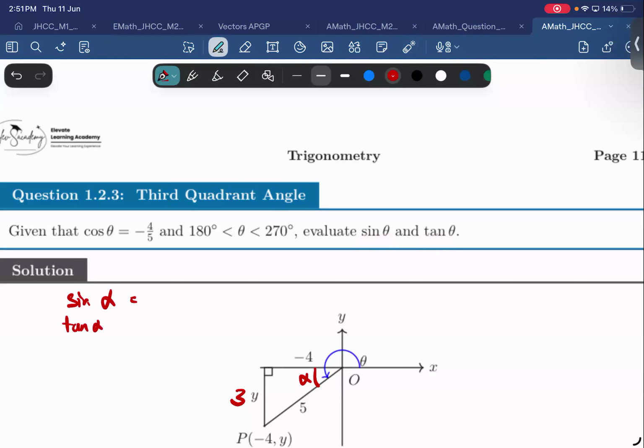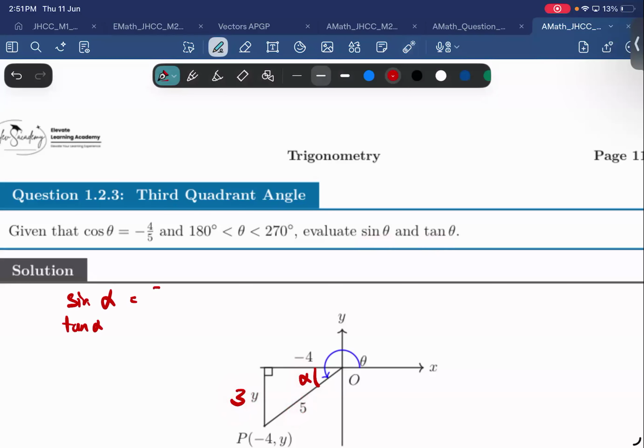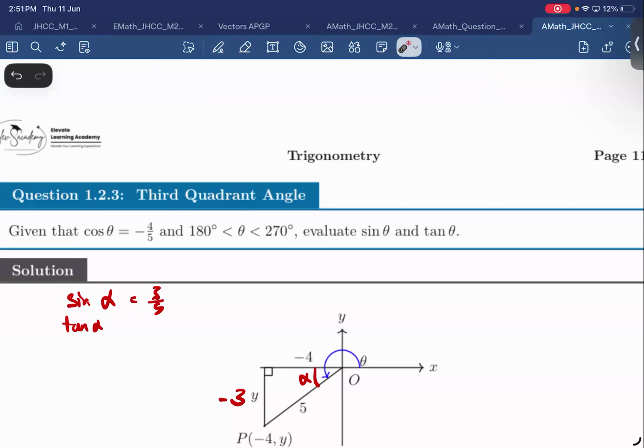Sine alpha is opposite over hypotenuse, so 3 over 5. Once again, don't care about the signs. This actually should be minus 3 because it's below the x-axis. Then tangent alpha is opposite over adjacent, so 3 over 4.